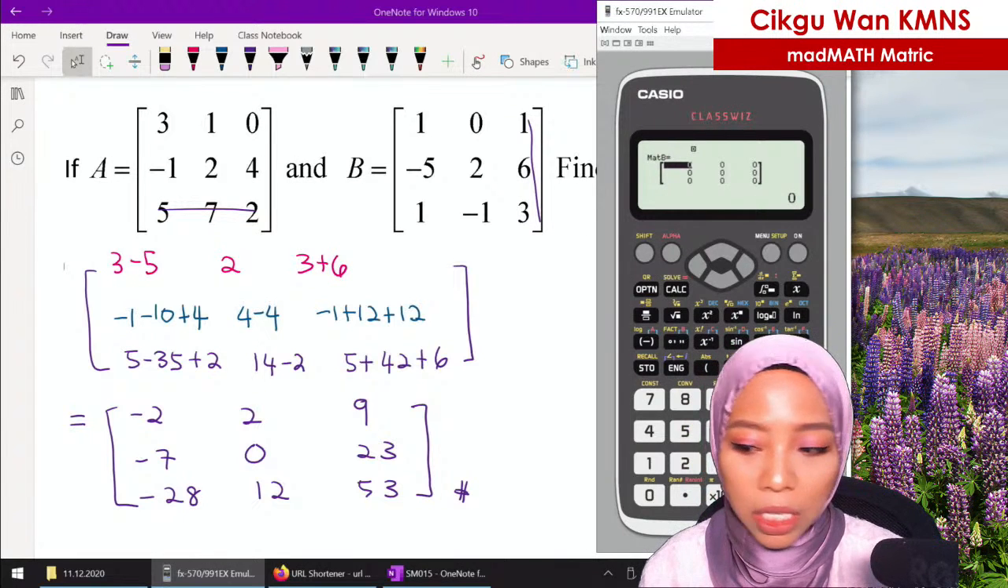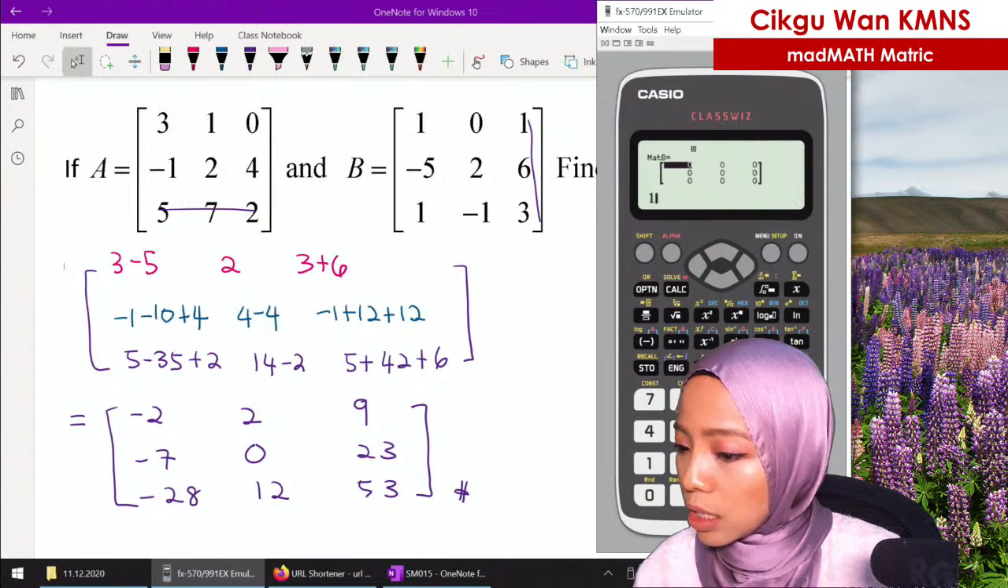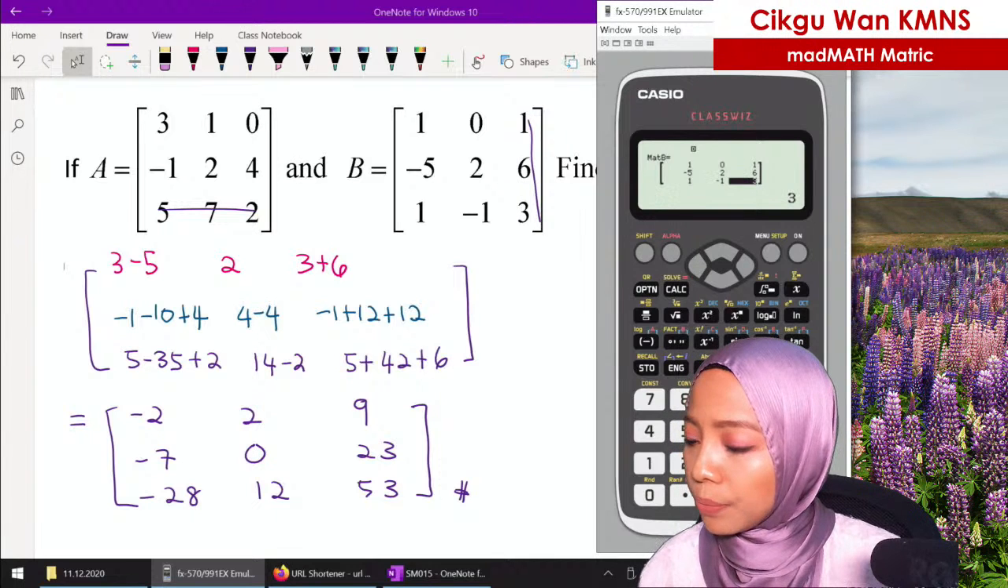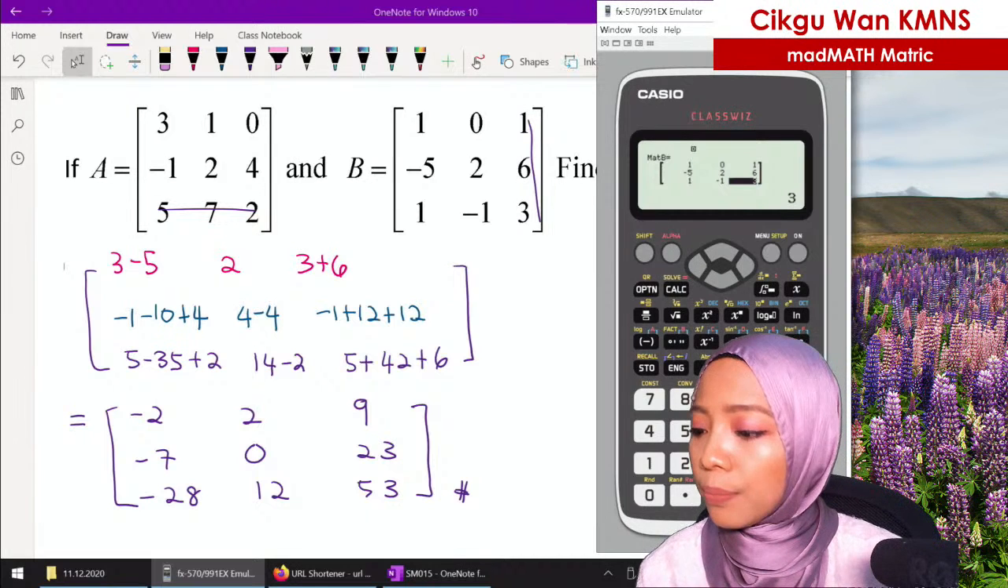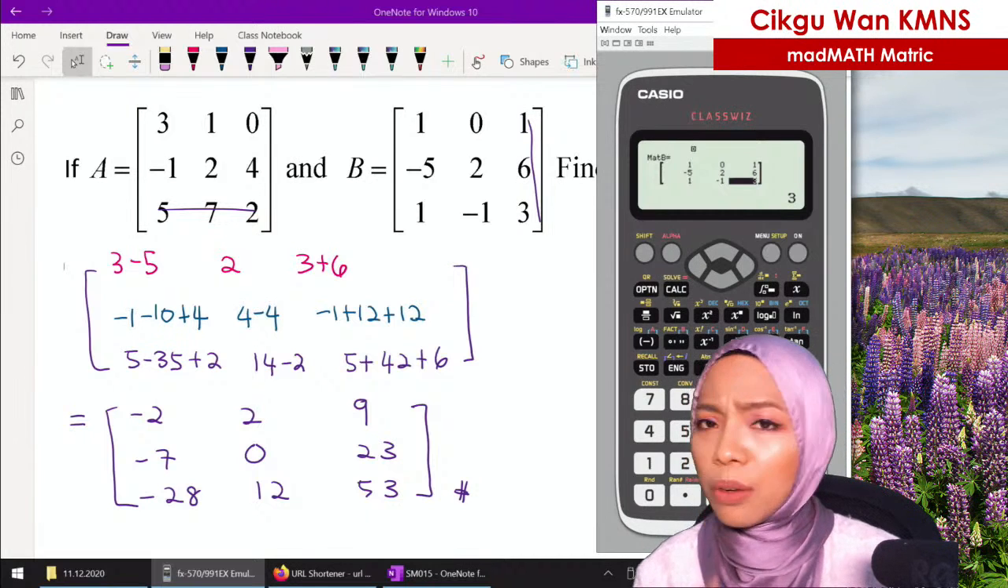So, it is 3 times 3 matrix. Okay, now we write down the values. 1, 0, 1. Okay, we press the calculator. -5, 2, 6, 1, -1, -1, 3. Okay. So, we have done. Masukkan matrix A dengan matrix B. Okay. So, sekarang what we do now?